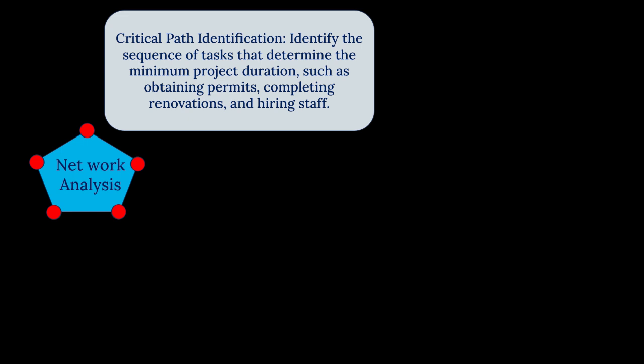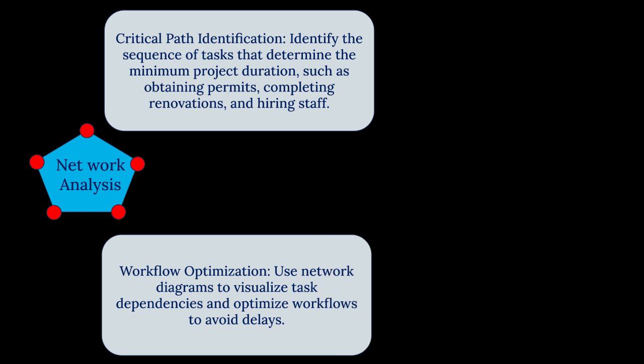Unnecessary, we have to pay them the salaries and required benefits. So every task should have a proper sequence, and we have to find out the sequence through critical path identification. That is critical path, one major thing under network analysis. Another one is workflow optimization. What is that? Use the network diagram to visualize task dependencies and optimize workflow to avoid delays.